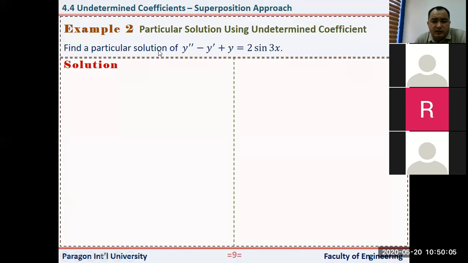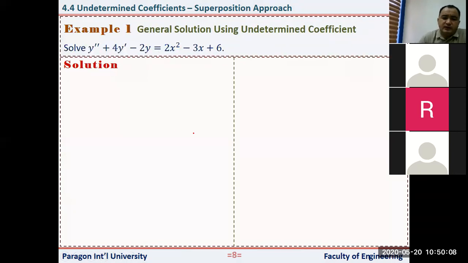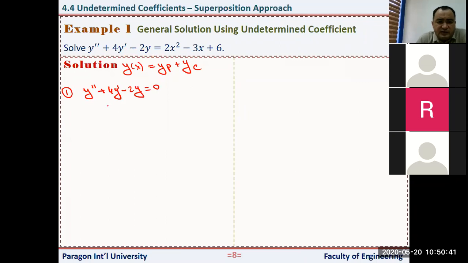General solution using undetermined coefficients. Okay, so assume that y of x is a general solution, which is equal to the particular solution plus the complementary solution, right? So in our first step, we will solve the homogeneous part of this differential equation. The homogeneous equation is y double prime plus 4y prime minus 2y equals 0, right? And if you just solve this, it gives us the complementary solution of this equation, right?